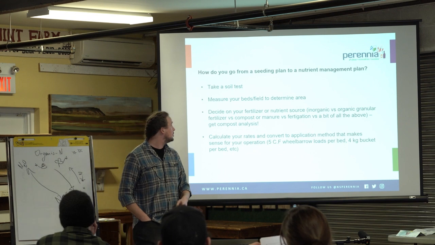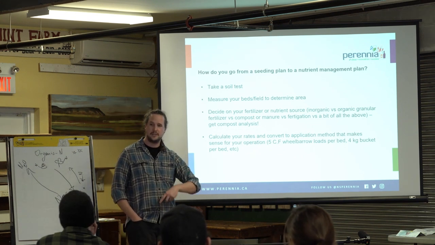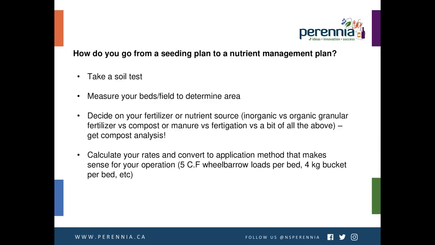So how do you go from a seeding plan to a nutrient management plan? Got to make sure you have a soil test. You need to know the area, so measure your beds, measure your field. Decide on what fertilizers are right for you. Are you an organic system? Are you a conventional system? Do you apply all of your fertility through your drip system? The fertilizers you choose are heavily dependent on the limitations of your farm.